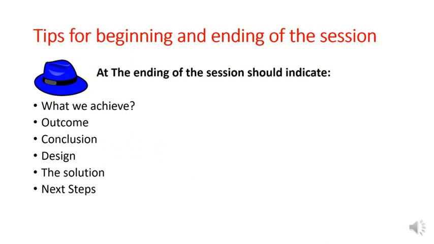Moving to the end of the session of the sixth thinking hat. To wrap up the solution, we have to come up with what we have achieved during the exercise of wearing the sixth thinking hat. We have to record our outcome. What are the solutions that we came up with? What are the conclusions? Is the challenge solvable? Did we find a perfect solution for our challenge? So we have to conclude what we are doing.